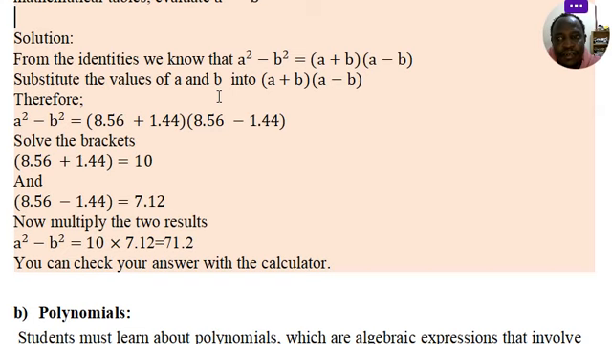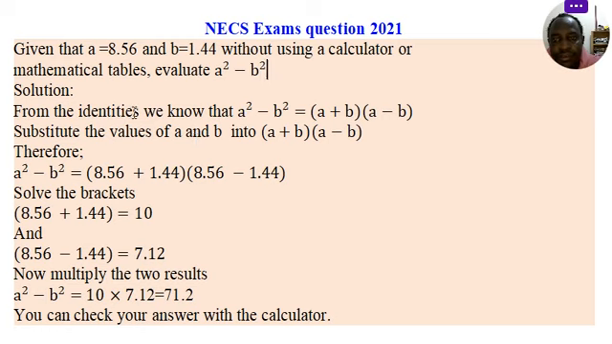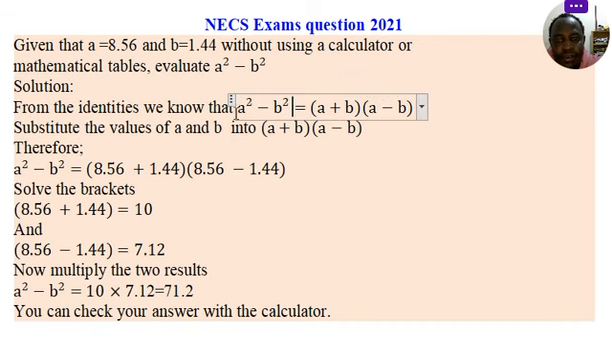So in order to solve this question, you need to understand the principle of difference of squares. So what's the principle of difference of squares? It says that if you subtract the square of two numbers, a squared minus b squared, then it will be the product of the sum of the square roots of those numbers and the difference of the square roots of those numbers.